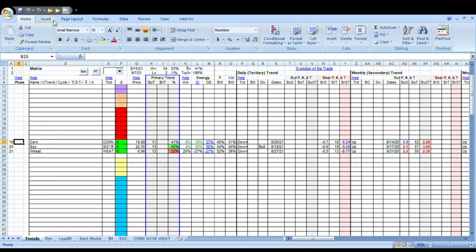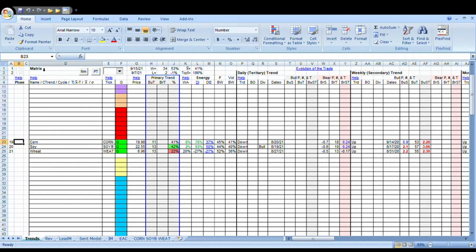Thanks for stopping by. We're going to talk about the grain market again here today. We're looking at the evolution of the trade and any changes that we've seen with it, but we're also going to talk about volatility and how a turn generally looks within the evolution of the trade inside the matrix here.